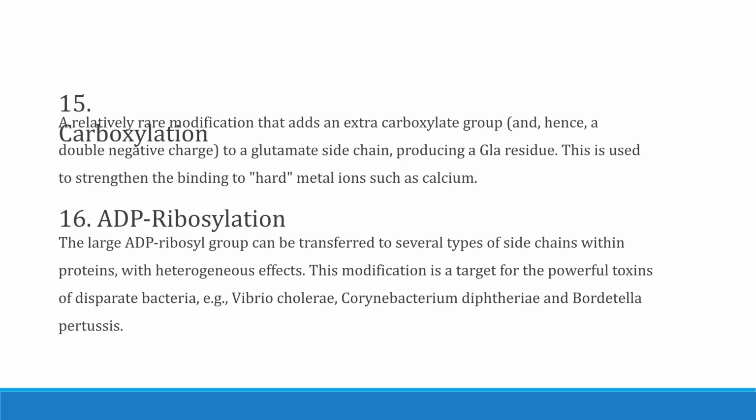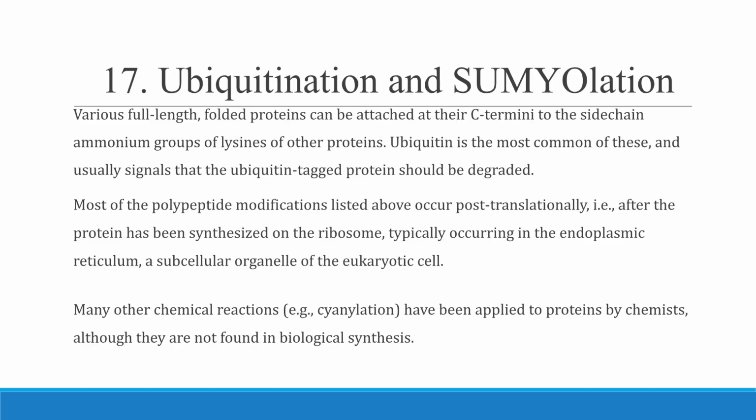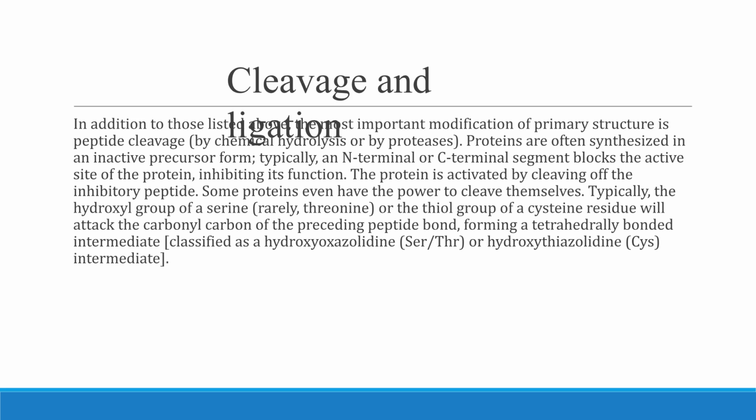Carboxylation adds an extra carboxylate group to glutamate, strengthening binding to metal ions like calcium. ADP ribosylation transfers a large ADP ribosyl group to various side chains with heterogeneous effects. This modification is a target for potent bacterial toxins. Ubiquitination and sumoylation attach folded proteins to the side chain ammonium groups of lysines on other proteins. Ubiquitin commonly signals for protein degradation. Most of these modifications occur post-translationally, typically in the endoplasmic reticulum.